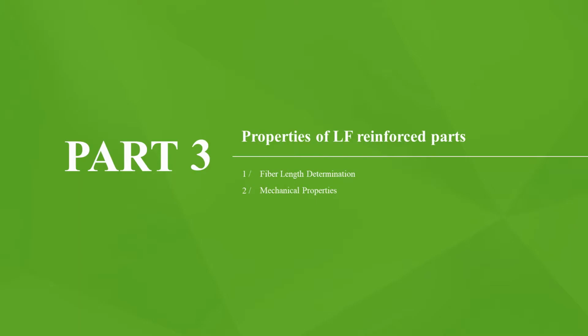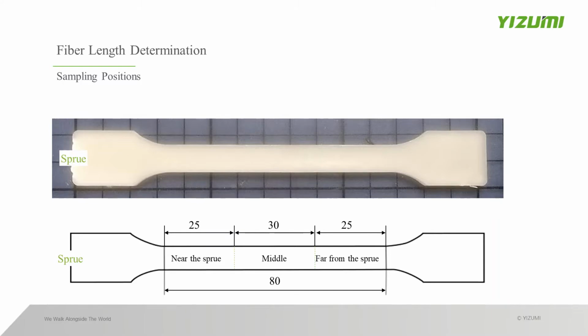And we go to the third part, the properties of long fiber reinforced parts. For this part, we will talk about fiber length determination and the mechanical properties. We are more focused on what types of tests you will use for these two aspects. First one, you can see the test bar for the tensile test. We will choose this part to calculate the fiber length determination.